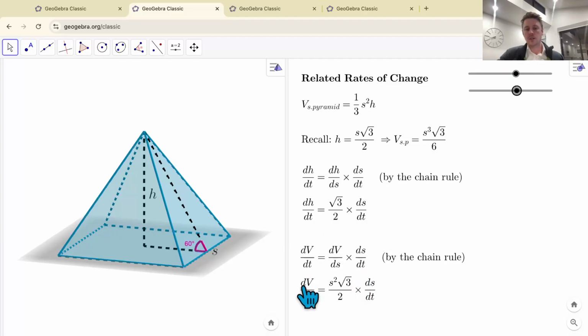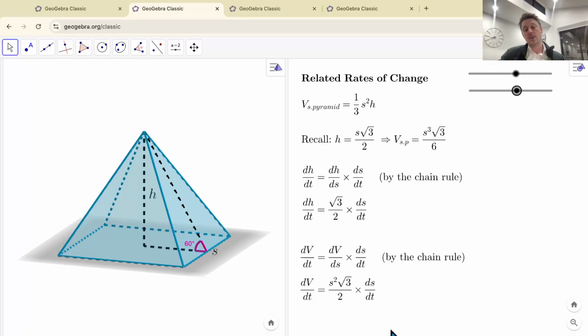Now let's see if we can relate the change in volume to the change in side length. So that's going to be dV/dt equals dV/ds by ds/dt, again by the chain rule. And dV/ds we know, because remember we have V in terms of s. So if we differentiate this, we get s squared root 3 on 2, again by ds/dt. So that's another application of the chain rule.